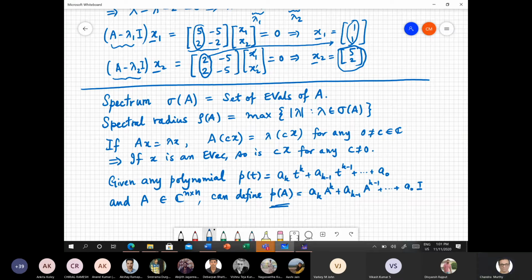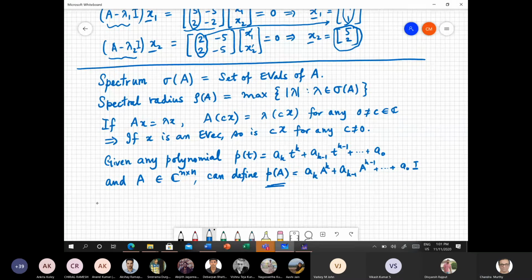Now this P of A will always have the same eigenvectors as the matrix A itself. P of A is an n cross n matrix because this is n cross n, this is n cross n, this is n cross n. When you add up all these terms, you will get an n cross n matrix. And its eigenvalues are closely related to the eigenvalues of A itself. And so that is the following theorem.